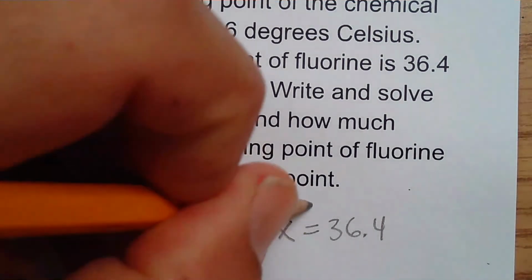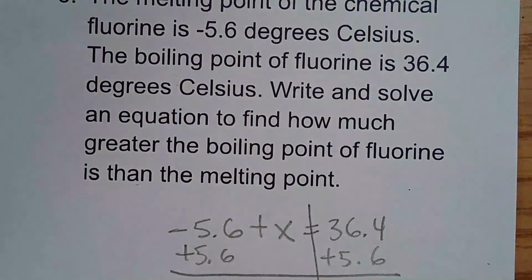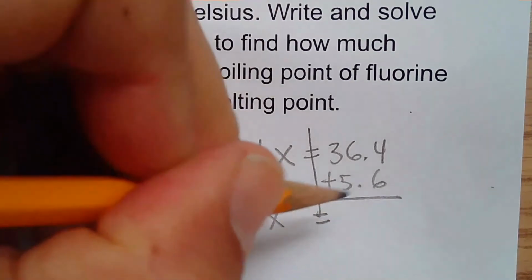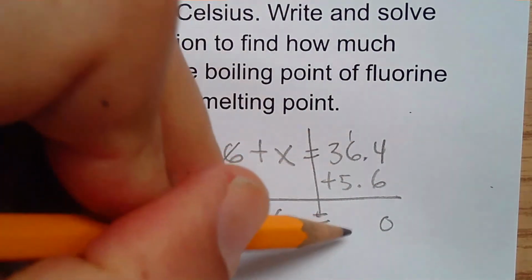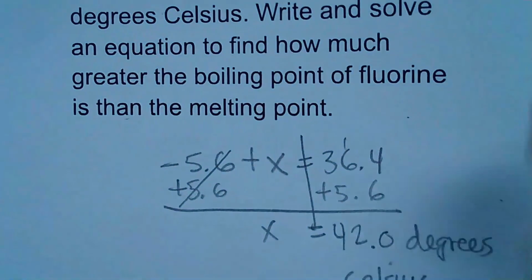Okay, so to solve this, we add 5.6 to both sides, and we get x is equal to, these cancel. This is 42 degrees Celsius. And that's what you've got to know for this.